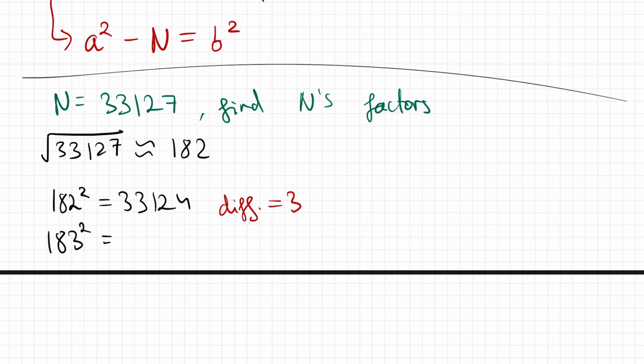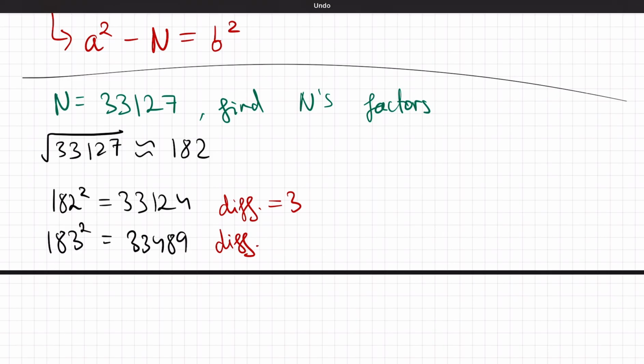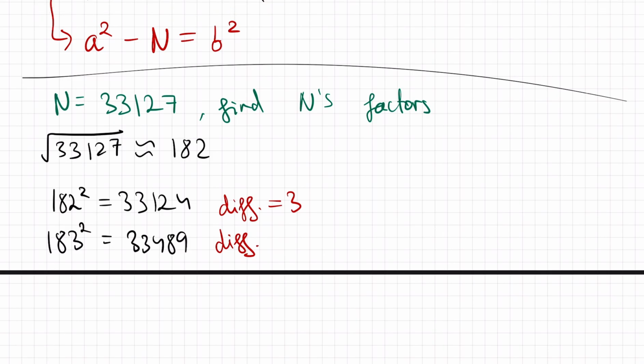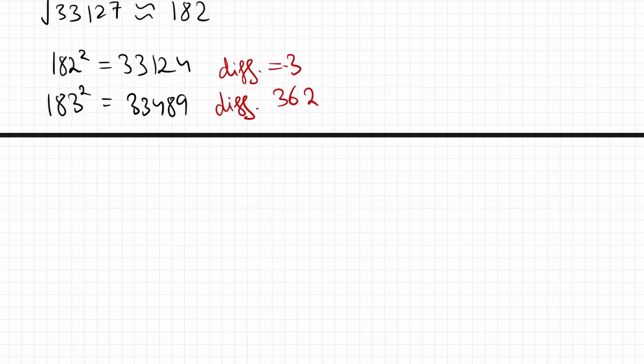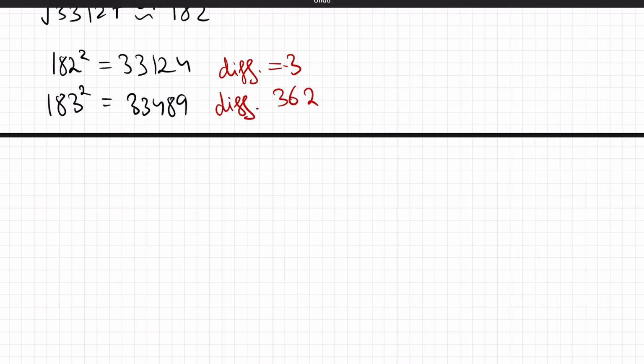So let's try 183 squared, and this gives us 33489. So the difference to n is now going to be 362. Well, it's actually going to be minus 3 for the previous one, sorry, this one should have been minus 3. But yeah, the difference now is 362. And now let's try one more time, because 362 is not a perfect square.